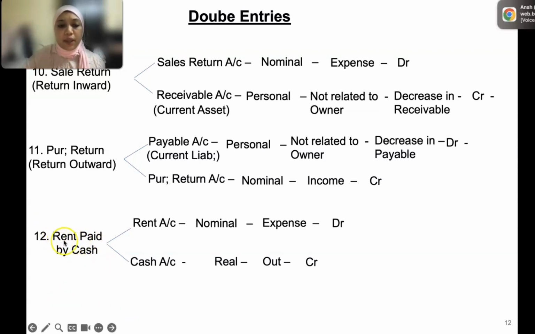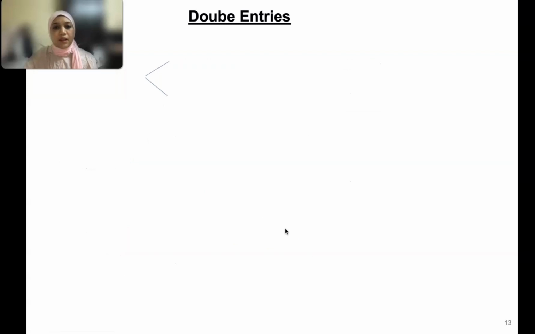For example, let's say we are paying interest. If it is interest paid by cash, we will open cash account and interest expense account. We are paying cash, right? So cash is real, out, credit. Rent or interest is nominal, expense, debit. I hope you understand up to here.